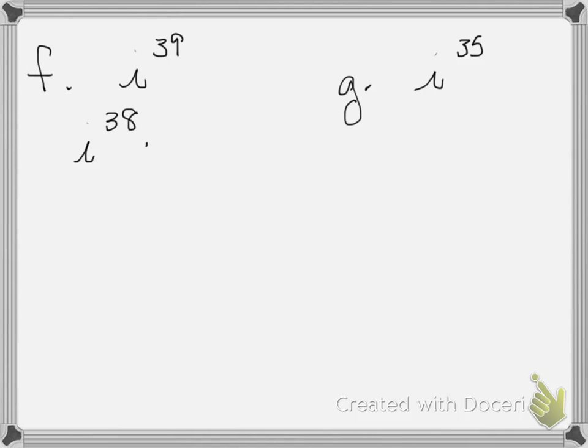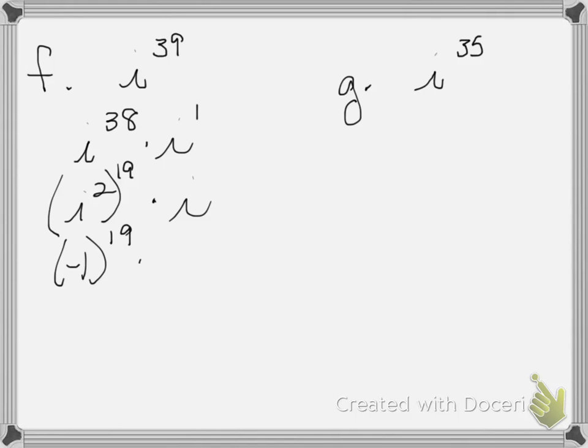Okay, i to the 39th, we're going to break that down to i to the 38th times i to the 1 power. We're going to break the i to the 38th to i squared to the 19th power. Anytime you see i squared, you replace it with -1. And -1 to the 19th power is -1, times i is -i.